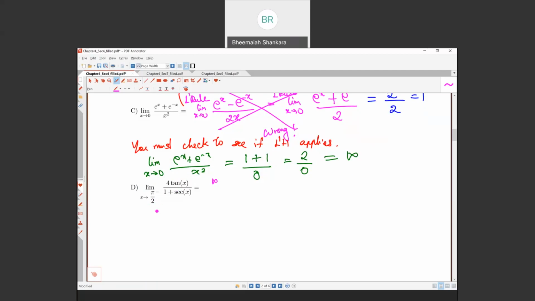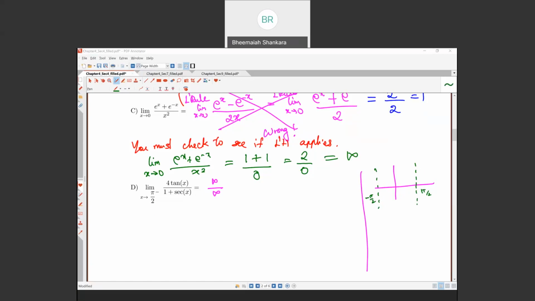And plug in pi over 2 in the denominator. Secant pi over 2 is also infinity. So you have infinity over infinity. You might want to know the graphs of tangent and secant to answer this, whether what's the value of tangent or secant at pi over 2. You have two asymptotes for the tangent function, one at pi over 2, one at negative pi over 2.